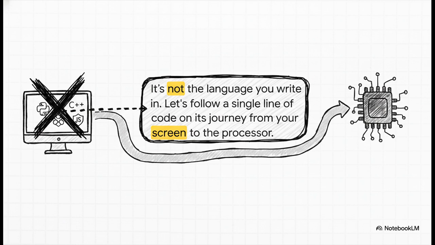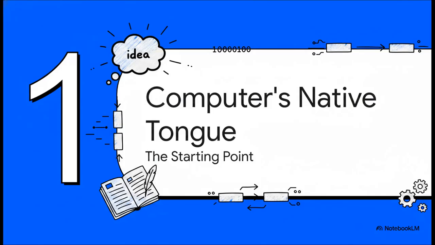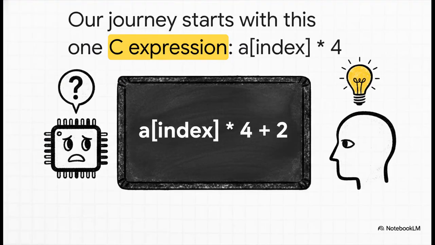Let's trace its path. Okay, so our story begins where all programming does, right? With an idea, an expression, written in a language that's designed for us, for humans, to read and write. So let's meet our main character for this little journey, this simple line of C code. Now, to us, it's pretty clear. We're taking an element from an array, we're multiplying it by 4, and then adding 2. But to the computer? Right now, this is just a sequence of symbols. It doesn't mean anything, at least not yet.